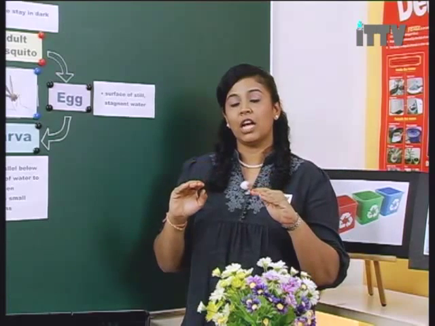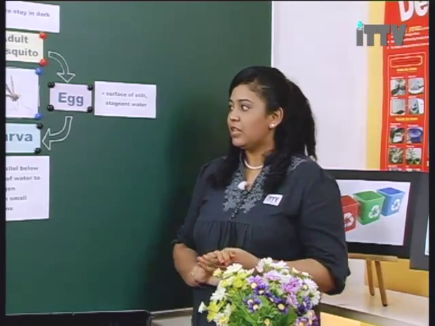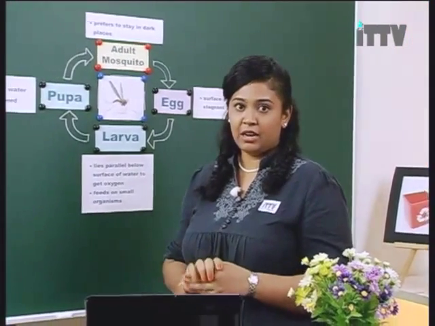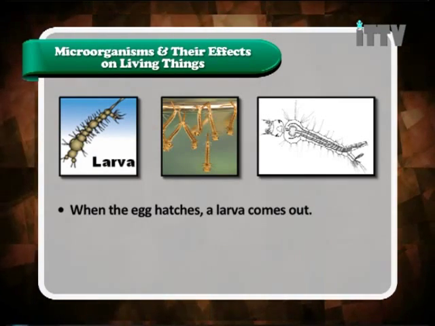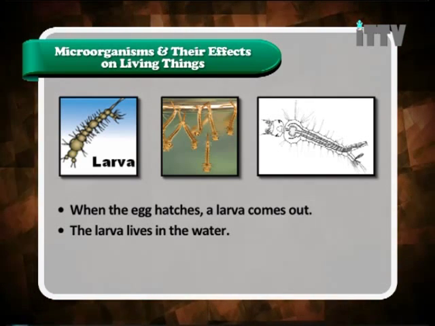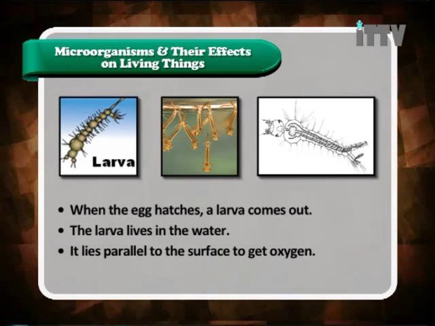That means a water that doesn't have a lot of vibration on it. So let's move on to larva. What happens in that stage? When the egg hatches, a larva comes out. The larva lives in the water. It lies parallel to the surface to get oxygen.